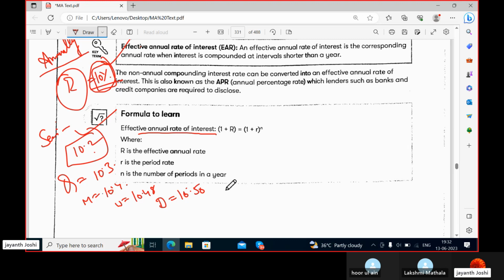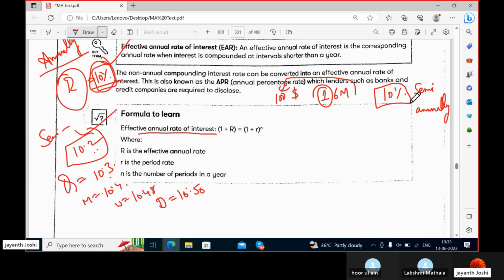Now, point number 2. Now you'll ask me a question, sir, why are these rates changing? See, let's say you're investing $100 in my company, and I promise you to give you 10% interest semi-annually. So in the first 6 months, interest will be credited to your account, because I'm paying you 10%, but not annually, semi-annually.